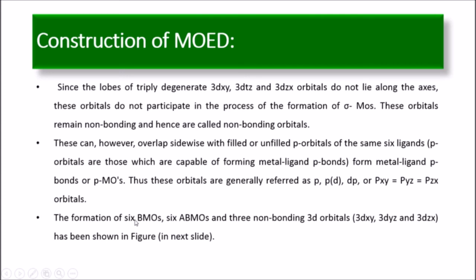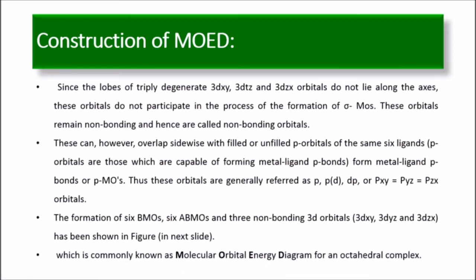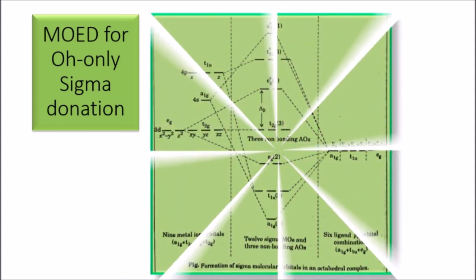The formation of 6 BMOs and 6 ABMOs and 3 non-bonding 3d orbitals, that is 3dxy, yz and zx, which have the same symmetry or same energy level as the atomic orbitals of the transition metal, will purely indicate the metallic characteristic, as shown in this figure, which is commonly known as the molecular orbital energy diagram, MOED. So here you can see the MOED for octahedral, only sigma donation.